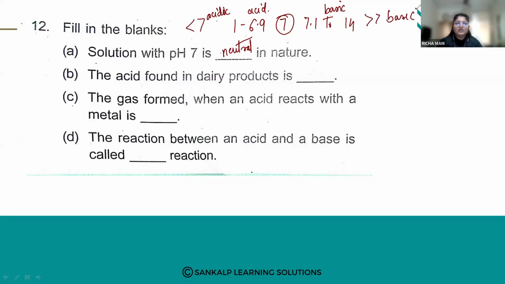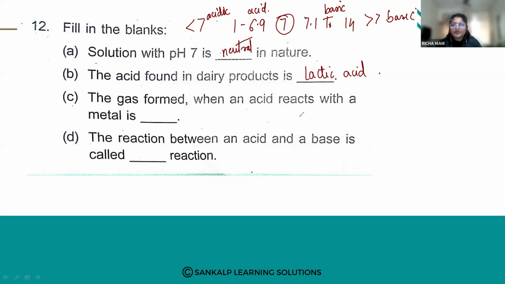Okay, next question. The acid found in dairy products is, which is the acid present in dairy product? It is the lactic acid. Lactic acid is a natural organic acid. It is used for fermentation, lactose fermentation. It is present in your milk. Okay. Fine. Next one.